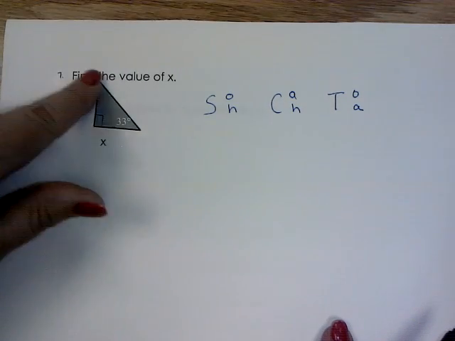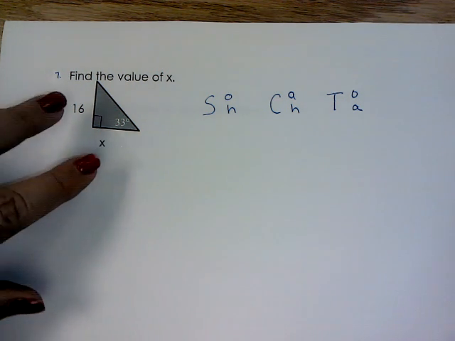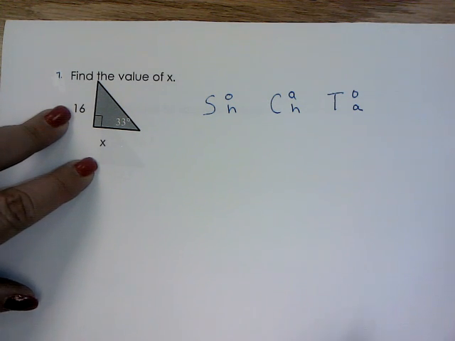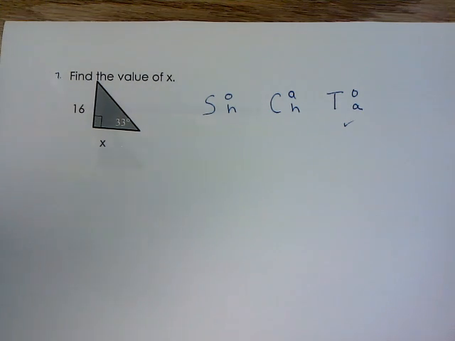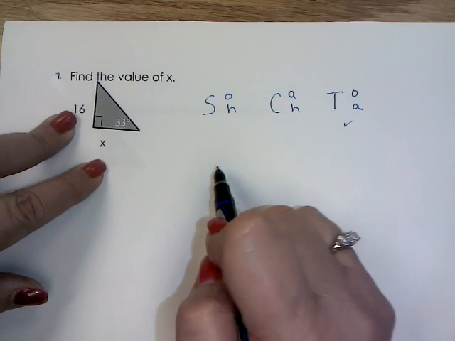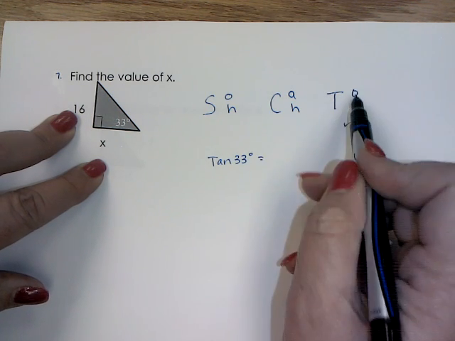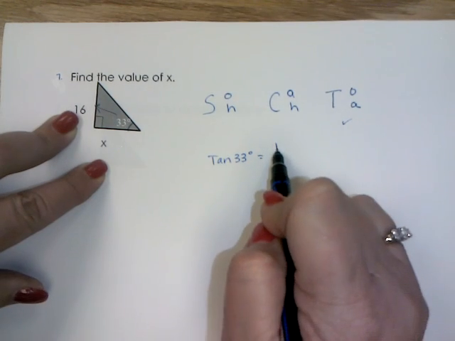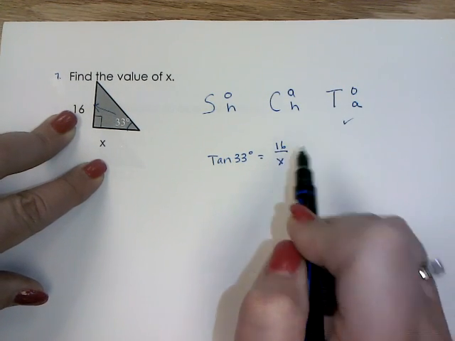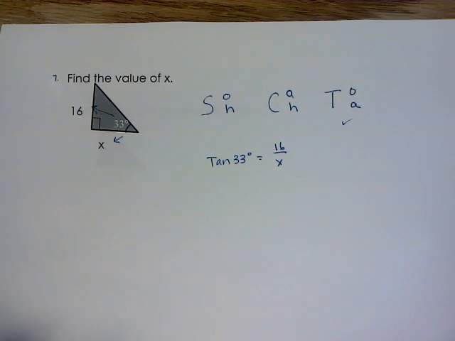So when I come back here and look at my picture, I first need to figure out what I'm looking for. I'm looking for X. So now X and 16 are 2 legs. If I have 2 legs, it's always going to be tangent, because sine and cosine deal with my hypotenuse. So now I know that the tangent of angle 33 degrees equals my opposite over my adjacent. So here's my angle. That is my opposite, 16. My adjacent, or next to the angle, sorry, is X.